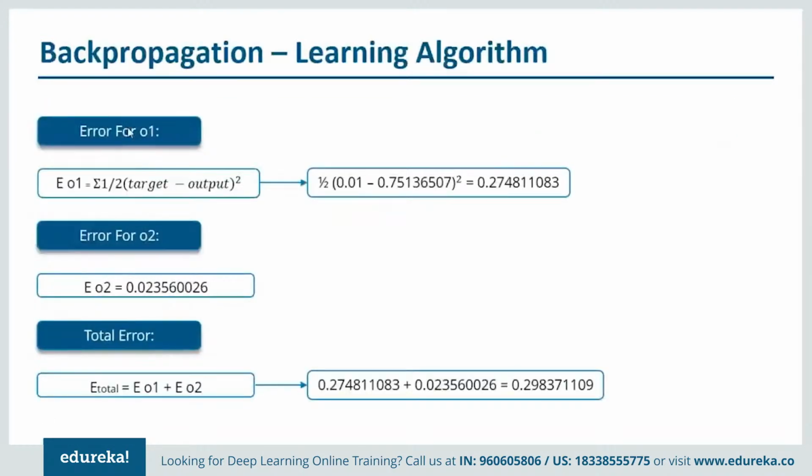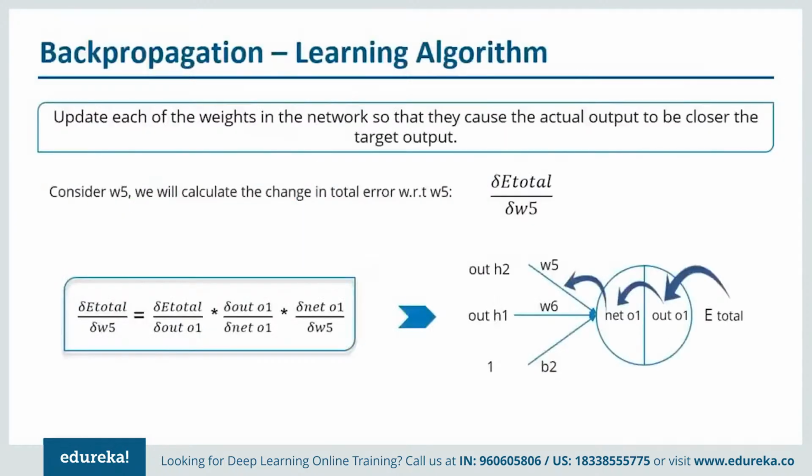So for that, we're going to calculate the error. Now error for output O1 is nothing but the sigma of 1 by 2 (target minus output) whole square. Target is nothing but your desired output and output is your actual output. So your error of output of O1 neuron will be 0.278. Similarly for O2 will be 0.023. So the total error comes down to 0.29 something. Next up, we need to update the weight so as to decrease this error.